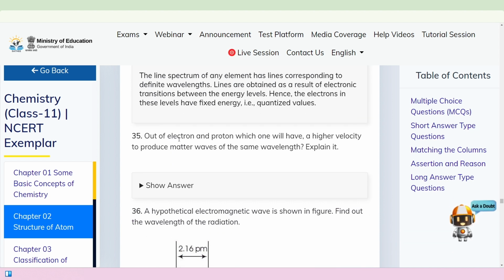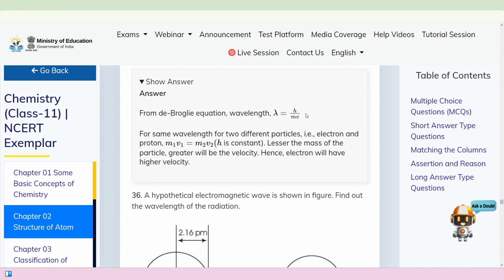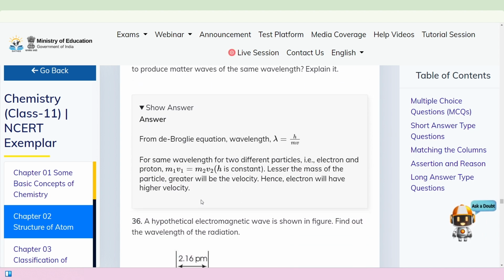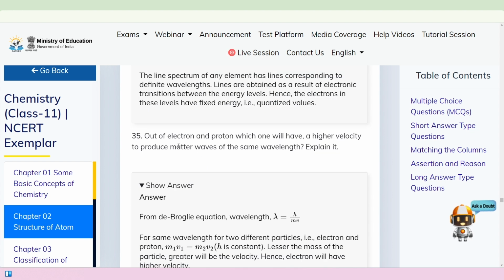Next question. Out of the electron and proton, which one will have higher energy to produce a matter wave of the same wavelength? We know that lambda is equal to h by mv. So lambda is inversely proportional to velocity because mass is fixed. So what we have to predict is which one will have the higher velocity. The one having the higher mass will have the higher velocity.